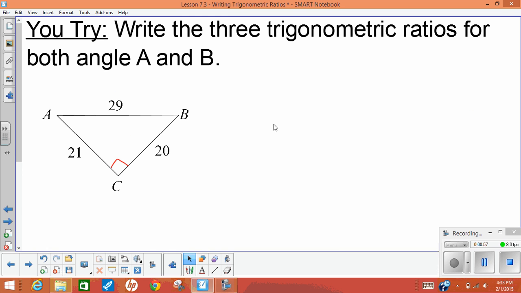So here's your U-try. Write the sine, cosine, and tangent of both angle A and B. Use the previous two examples. Use SOH-CAH-TOA, and we will discuss in class.